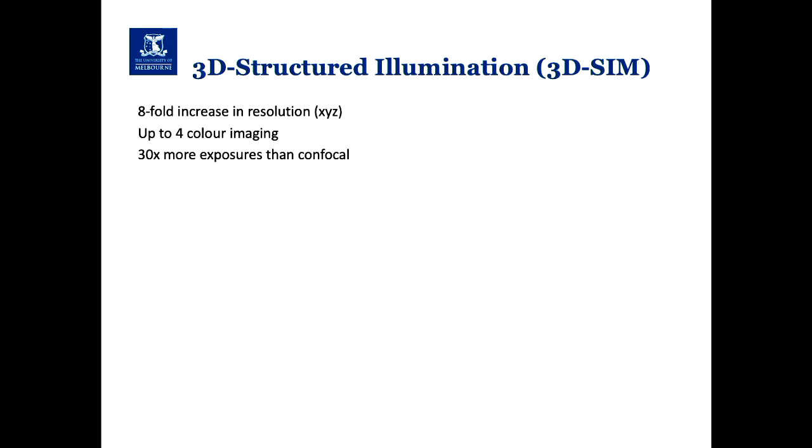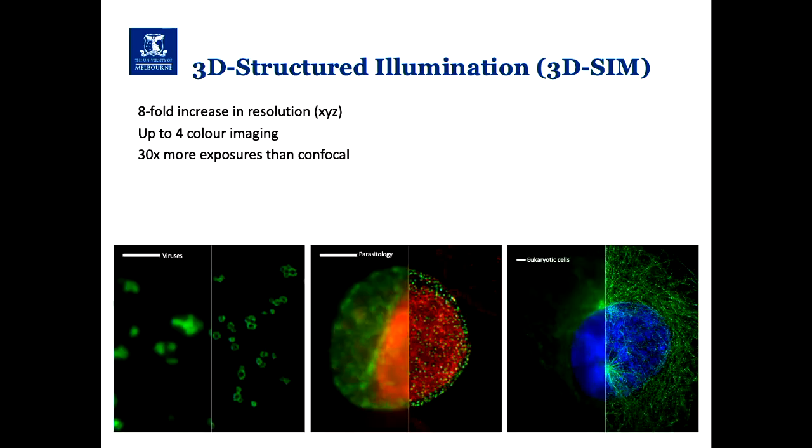Next technique we're going to use is 3D structured illumination microscopy. This is essentially a wide field fluorescence technique. This will produce an 8-fold increase in resolution, X, Y, and Z. We can do up to 4 color imaging, but the downside is we need to take 30 more exposures than on a confocal microscope. And the reason we need to take 30 more exposures is we image our sample through an interference pattern. And we move that interference pattern across our sample, and we can extract higher resolution information from that interference pattern.